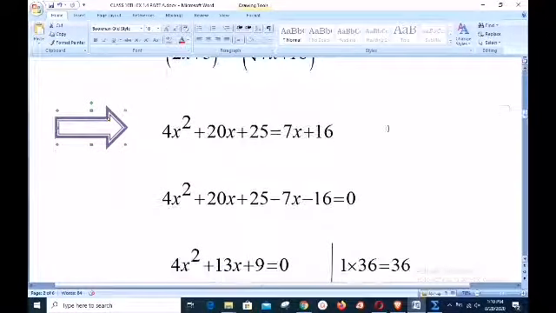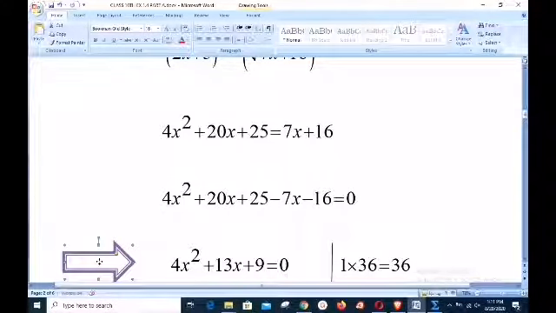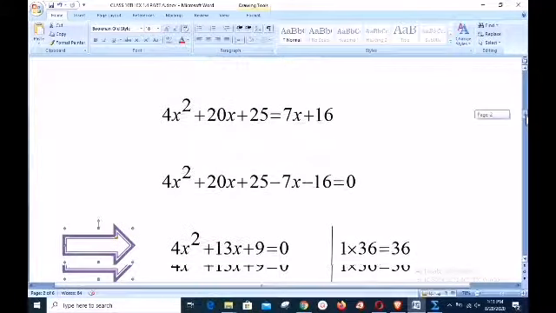In the next step, shifting the right hand side terms to the left hand side, we have 4x square plus 20x plus 25 minus 7x minus 16 is equal to 0. Simplifying the like terms, in the next step we are left with 4x square plus 13x plus 9 is equal to 0. That is exactly according to the standard form of a quadratic equation.